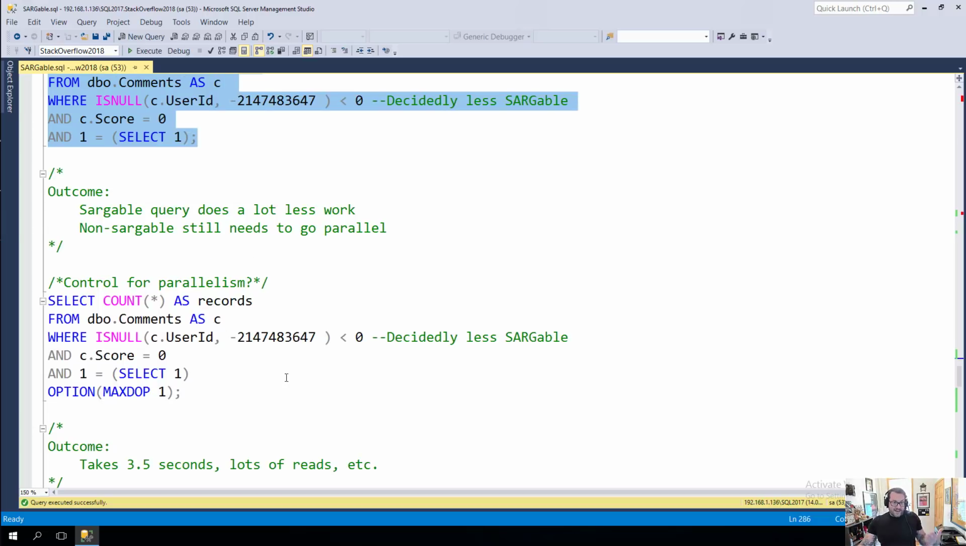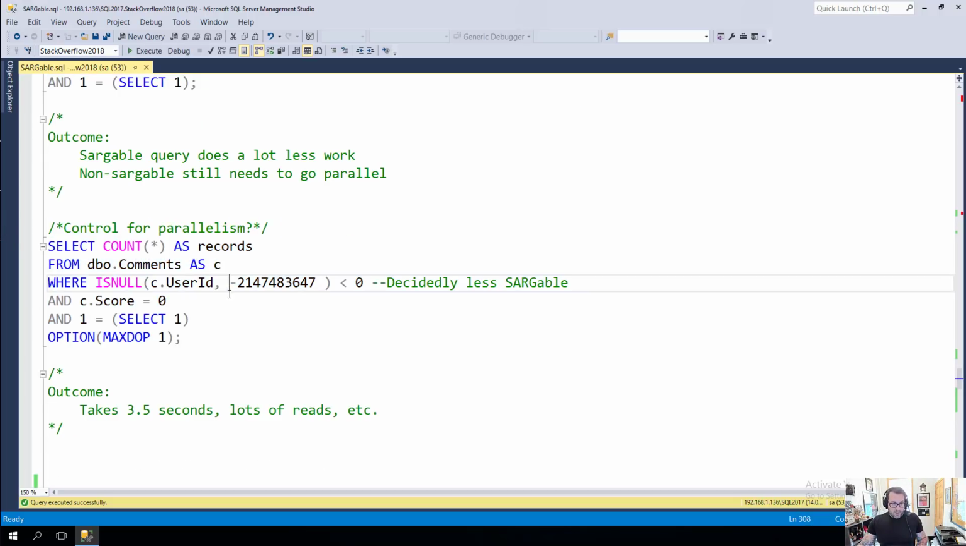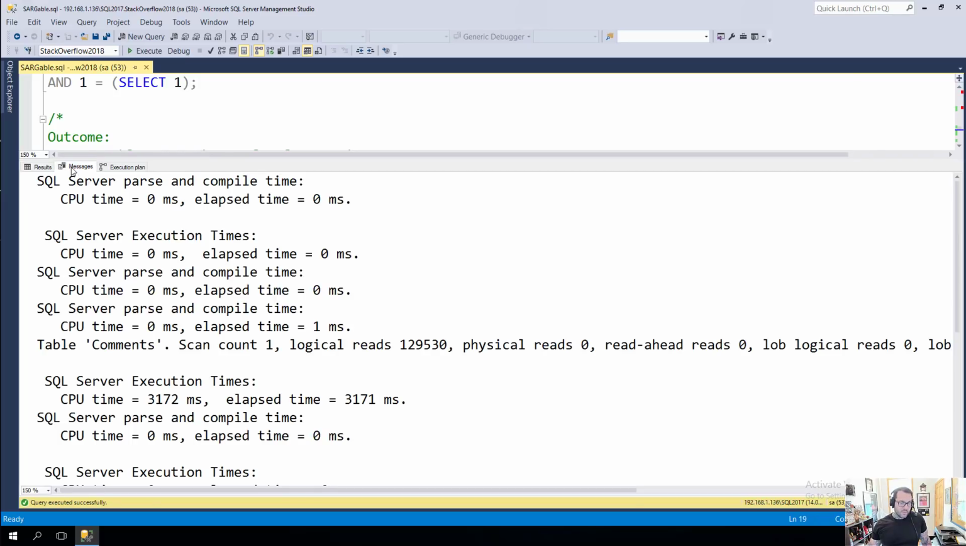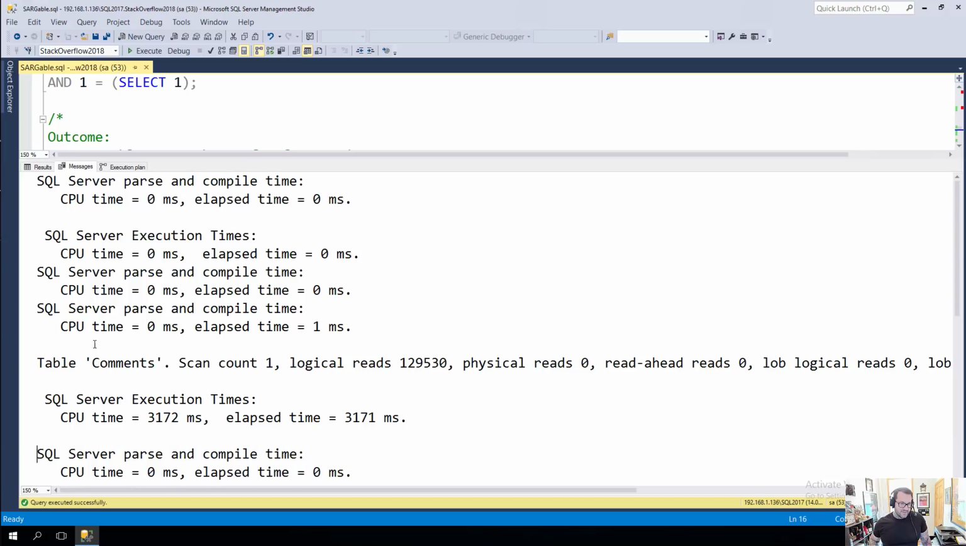If we do the same thing that we did before and we control for parallelism, it's going to be kind of a bummer. This is going to take that same almost 3.5 seconds to do the same work, right? So we control for parallelism. The non-SARGable query really does take a nosedive as far as efficiency goes. Again, when it uses way more resources than it needs to, it can stay ballpark competitive, but as soon as we remove those resources, it craps the bed.